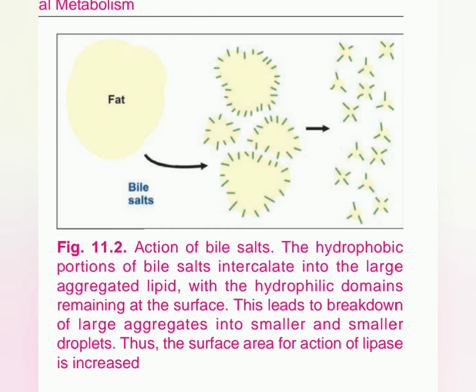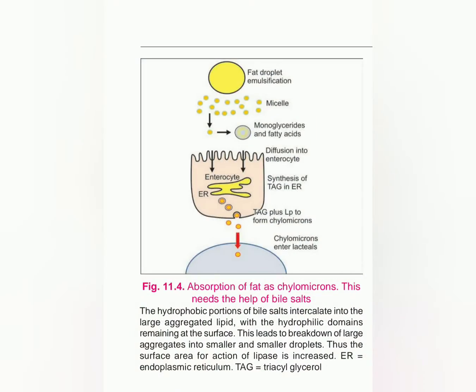Digestion in stomach. The lingual lipase from the mouth enters the stomach along with the food. It has an optimum pH of 2.5 to 5. The enzyme therefore continues to be active in the stomach. It acts on short chain triglycerides, SCT, present in milk, butter, and ghee.